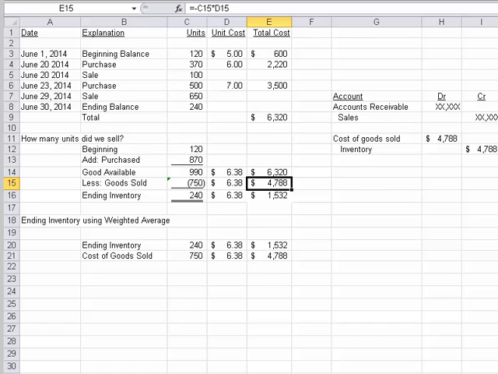Okay, so this is a quick example of how you would use FIFO, LIFO, and average cost to come up with the entries you have to make to determine the value of ending inventory and the value of cost of goods sold.